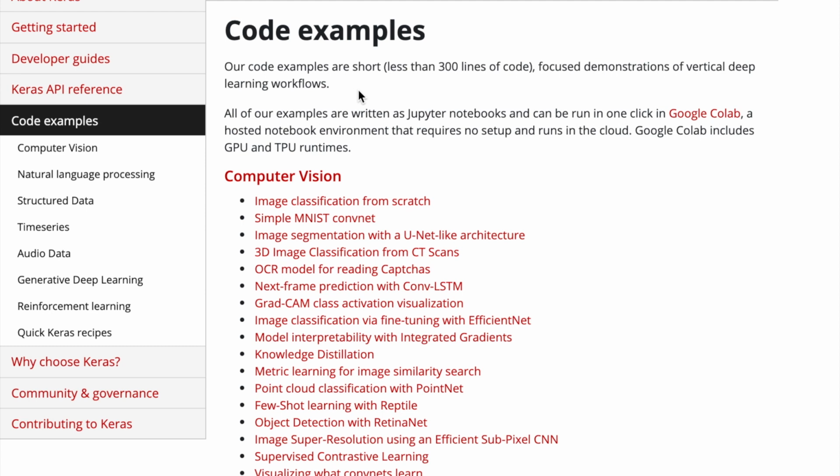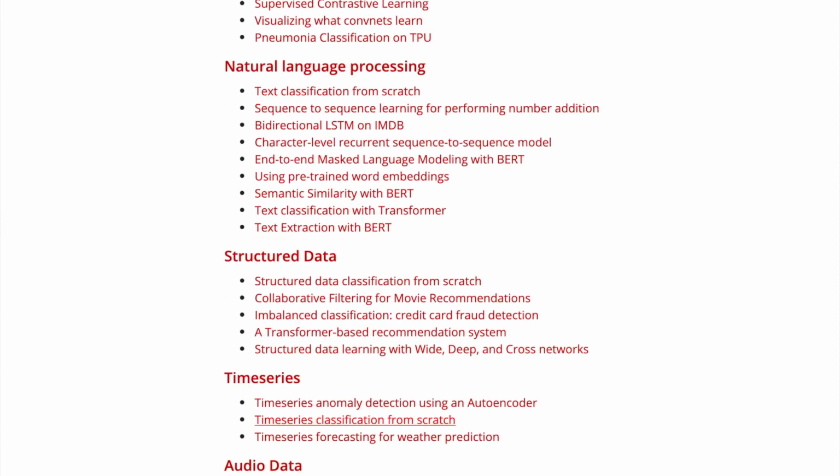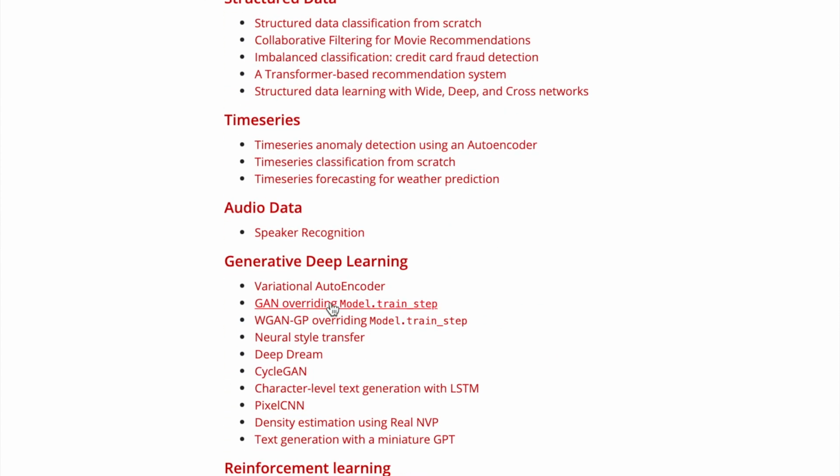Keras has provided 56 code examples implementing popular ideas in deep learning. This ranges from the basics such as simple MNIST and IMDb text classification, all the way to cutting-edge research ideas such as knowledge distillation, supervised contrastive learning, and transformers. We'll also explore fun, generative examples like variational autoencoders and CycleGAN.